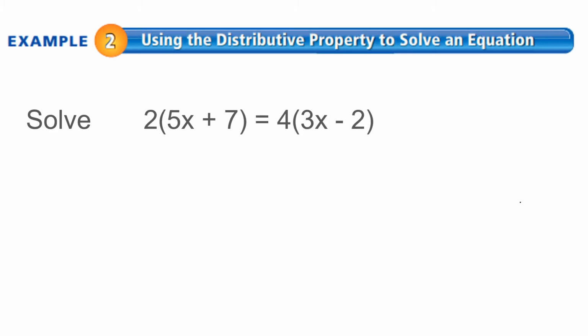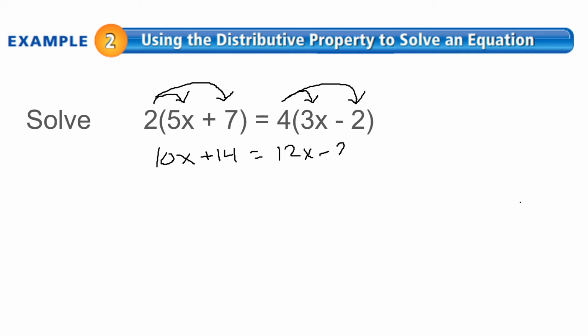In example 2, we're going to be using the distributive property to solve an equation with variables on both sides. So step 1, we're going to eliminate the parentheses on each side by distributing the 2 and the 4 through the parentheses by multiplication. On the left side, we have 2 times 5x, which is 10x. We have 2 times 7, which is positive 14. On the right side, we have positive 4 times positive 3x, which is 12x. And we have positive 4 times negative 2, which is negative 8.